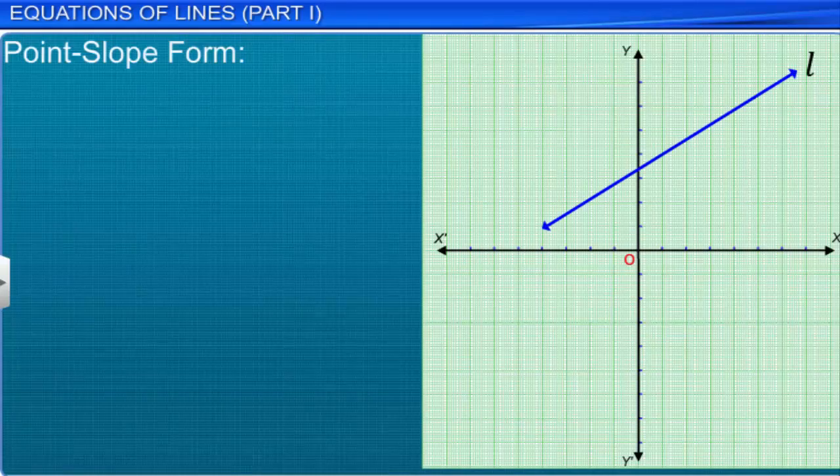The equation of a line passing through a given point and having a given slope can be represented using the point-slope form. Consider a non-vertical line L passing through a given point P(x1, y1). Let m be the slope of line L. Let A(x, y) be any arbitrary point on line L.